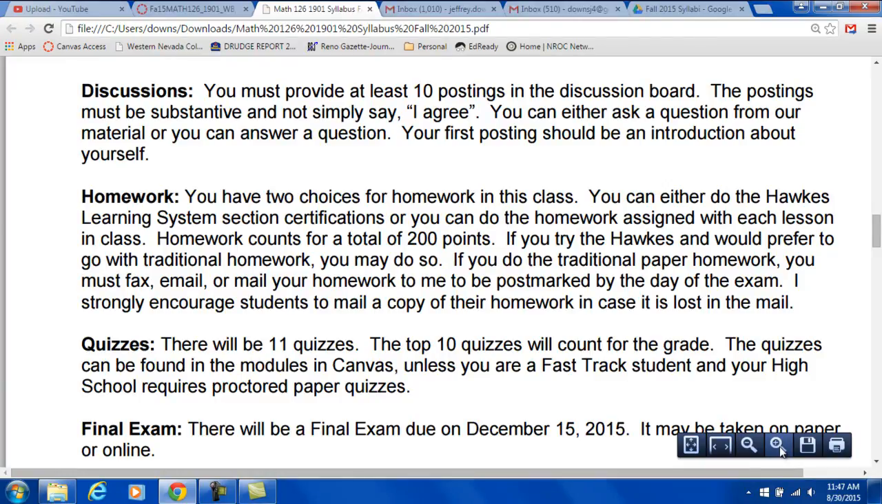Excuse me. I strongly encourage students, if you're going to mail a copy, make sure you have a photocopy. Okay, quizzes. There'll be 11 quizzes. The top 10 quizzes count for the grade. The quizzes can be found in the modules in Canvas, unless you are a fast track student, or, same thing with you, and your high school requires proctored paper exams.